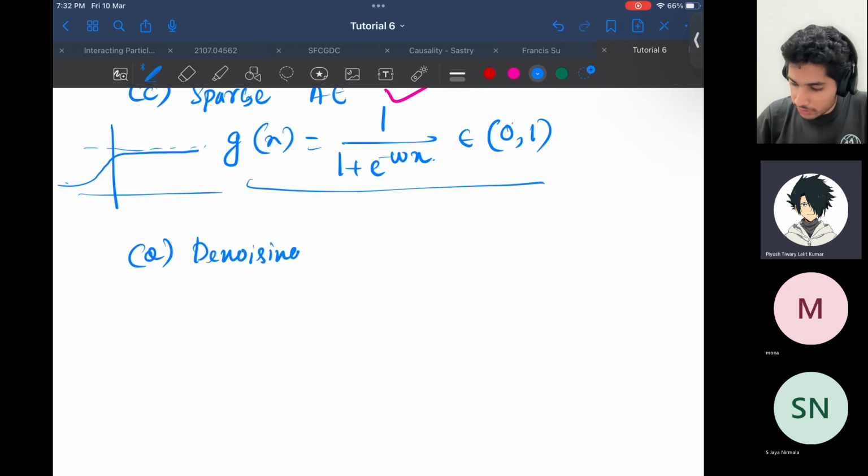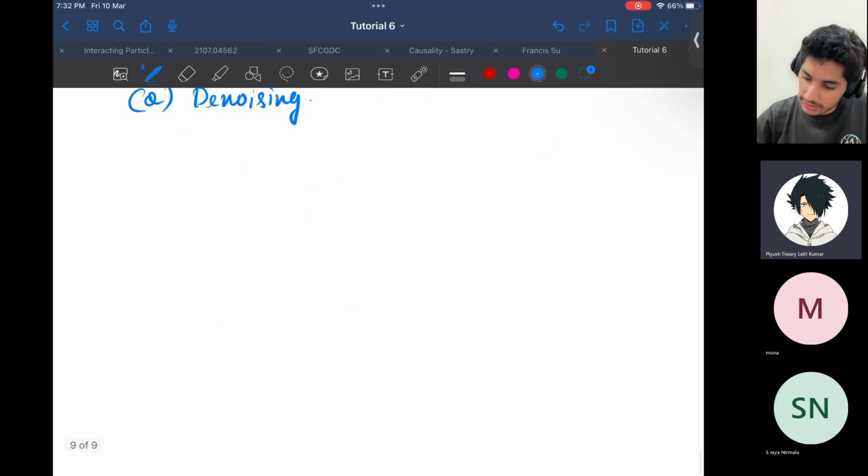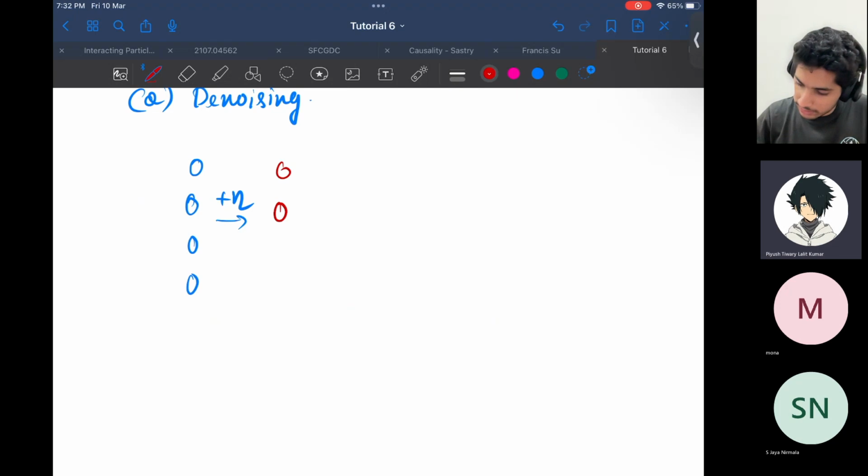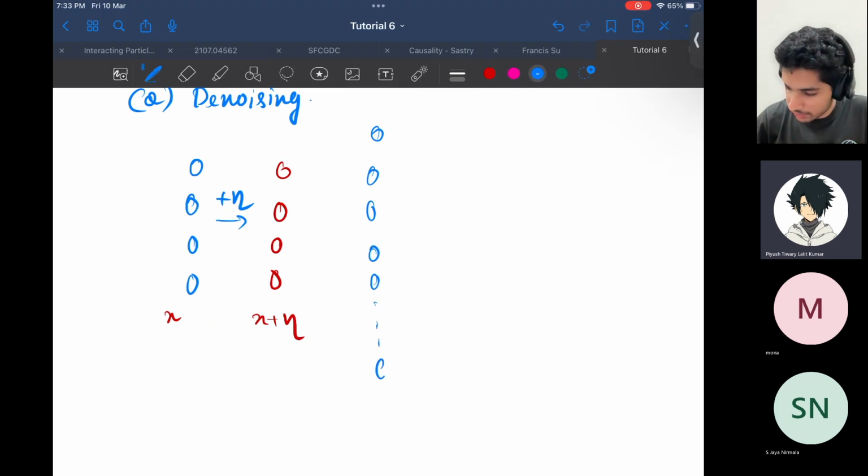So what is a denoising autoencoder? What a denoising autoencoder does is, let's say you have four inputs here. It adds some noise to it. It makes it, let's say, again four, but it is a noisy version. So if this was x, this is x plus eta, right? Then it uses an overcomplete autoencoder. So you have this H layer which has a lot more neurons than the input, and then it reconstructs the original data, right? So this is what it is.